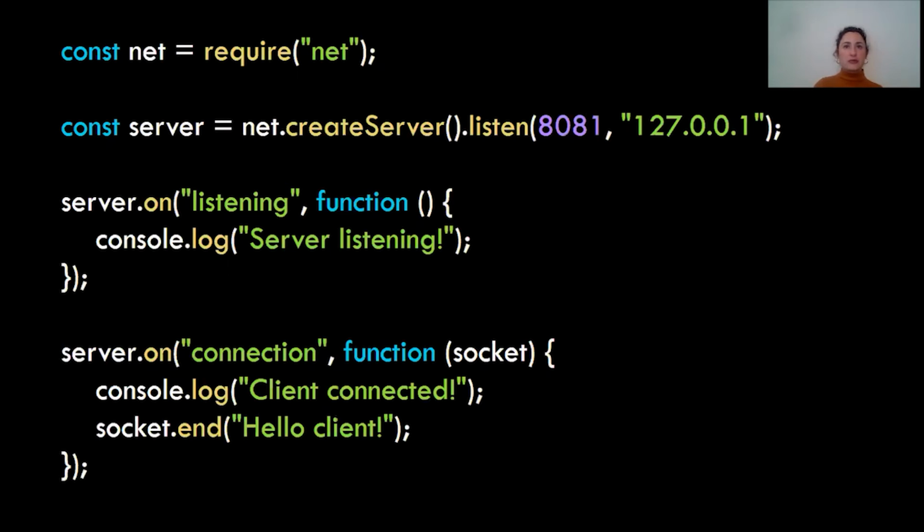Here we create a server listening on port 8081 localhost. On the server object, we call the on method for registering two listener functions. The listening event fires as soon as the server starts, while the connection event fires when a client connects to the localhost.